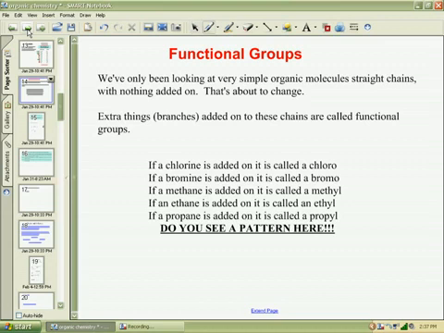If a chlorine is attached, you're going to call it a chloroethane, for example. Or if bromine is attached, you'd add the word bromo onto the front. Methyl for methane, and ethyl if it has an ethane attached. Propyl, propane, I think we see a pattern, right? So these functional groups or extra things that are added on would have a name, and you give it a number based on where it is. Anyway, you'll see when we do some examples here. So we'll keep flying along.